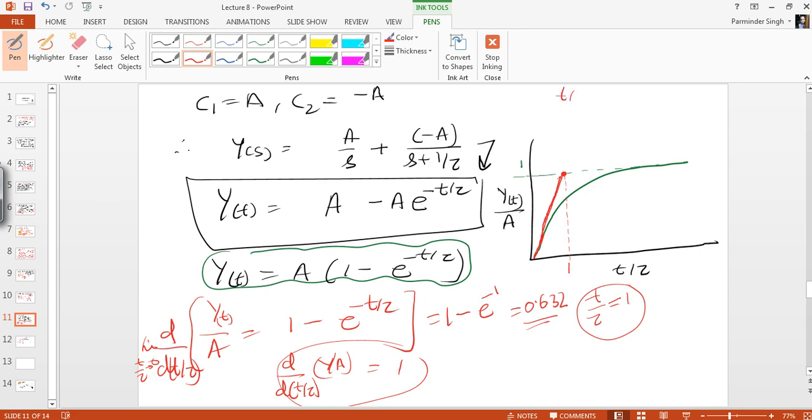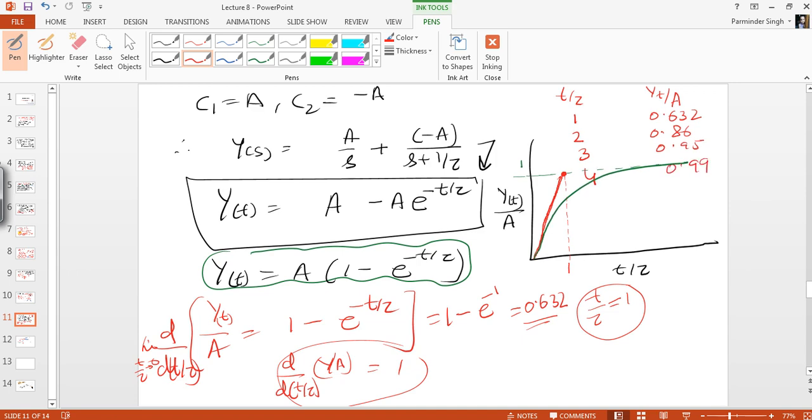That means when t by tau is 1, Y(t) by A is 0.632, and if t by tau is 2, that means e raised to the power minus 2, this becomes 0.86, and if t by tau is 3, this becomes 0.95, and if this value is 4, this becomes 0.99.